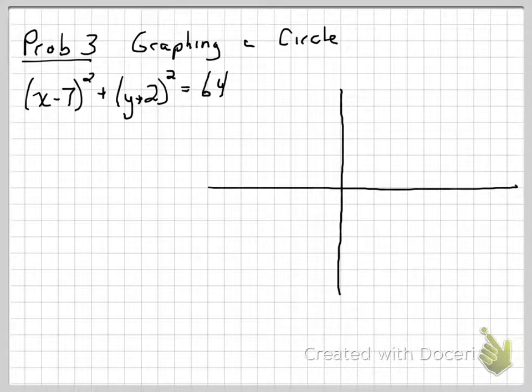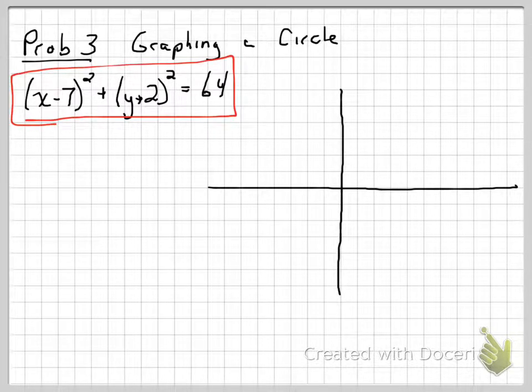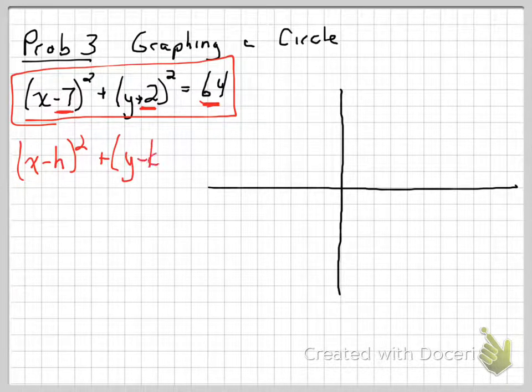Problem 3 is about graphing a circle given the standard form of the equation right here. Now remember, this is our center, okay, and this is our radius squared. Be careful because remember, refresh your memory, it's (x - h)² + (y - k)² = r². So what's our center? X minus h, so our center is (h, k) in this particular example.